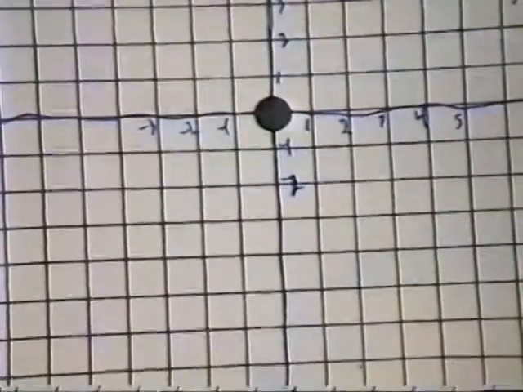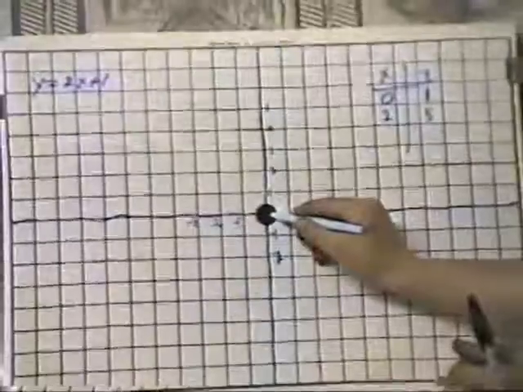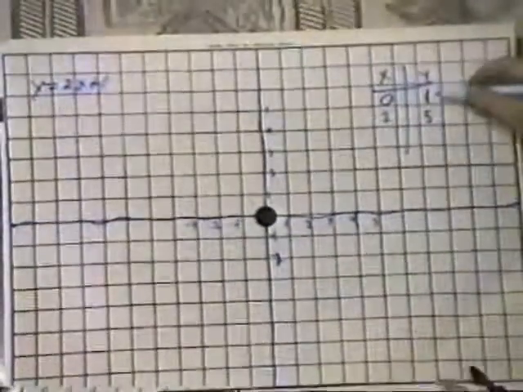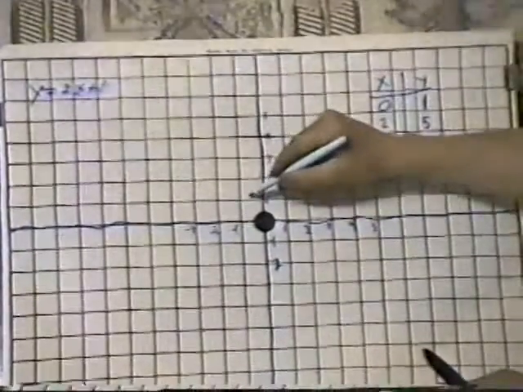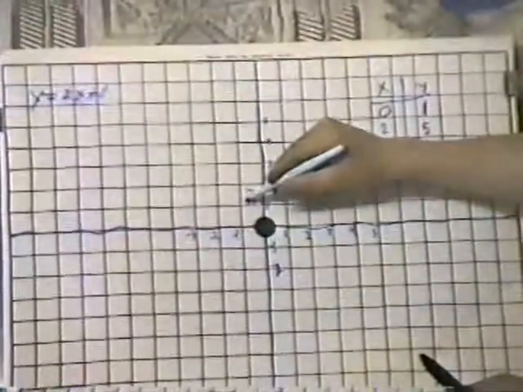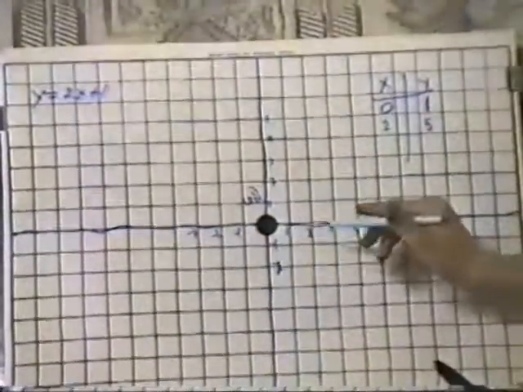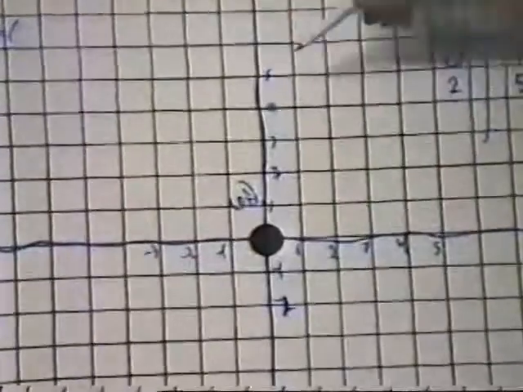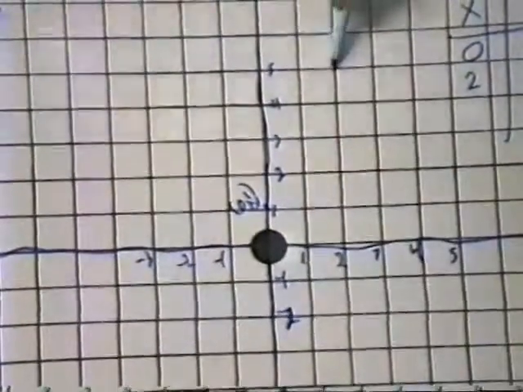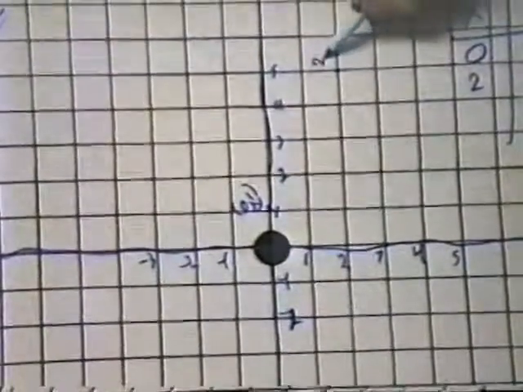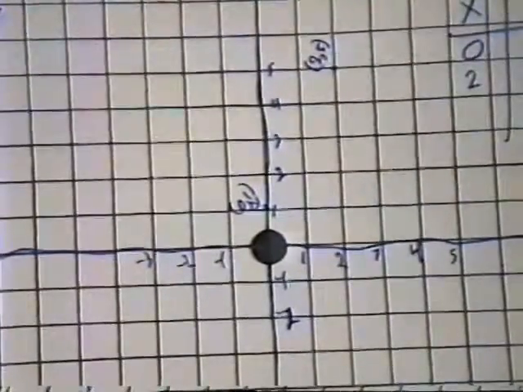When x equals 0, x is in this middle part right here. And when y equals 1, it's right there. This dot is 0, 1. When x equals 2, that's right here. And y equals 5, you go up until they meet. That dot right there is 2, 5. 2 is x, 5 is y.